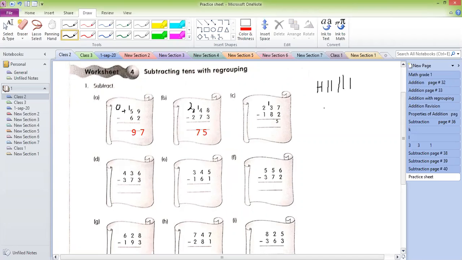Yes. Draw 13 lines. 1, 2, 3, 4, 5, 6, 7, 8, 9, 10, 11, 12, and 13. How many do you need to minus? 8. Cut out 8 lines. 1, 2, 3, 4, 5, 6, 7, and 8. Now how many lines are left? 5. The answer is 5.